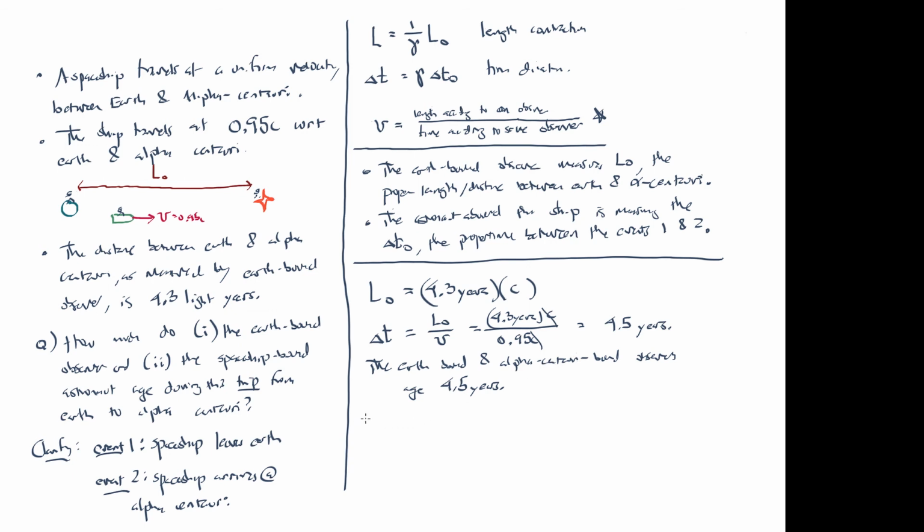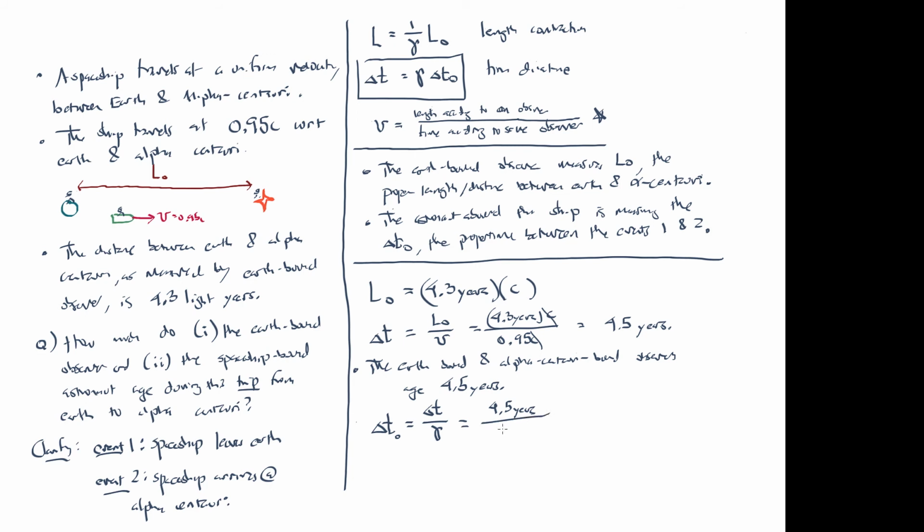Now the question that remains is how much does the astronaut on the ship age? Well, remember, he is measuring delta T naught, the proper time interval between the events that define the trip. And we can obtain delta T naught from delta T using this time dilation formula up here. So we can solve for delta T naught. It would be delta T divided by gamma. I'm rearranging the time dilation formula. And we just found delta T was 4.5 years.